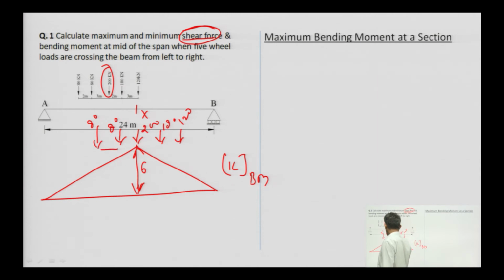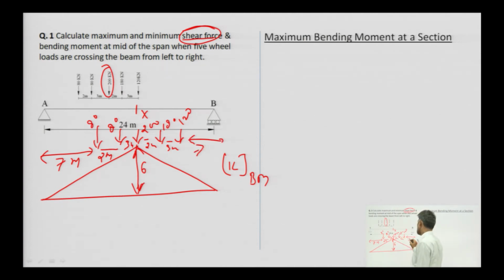Distances, we know that this is 2 meter, this is 3 meter, this is 3 meter, this is 2 meter, this is 3 meter, right. So, this one distance, the remaining distance, will be how much? 3 to 5 means 7 meter, and this one distance will be how much? 3 to 5 is also 7 meter. Okay, right.